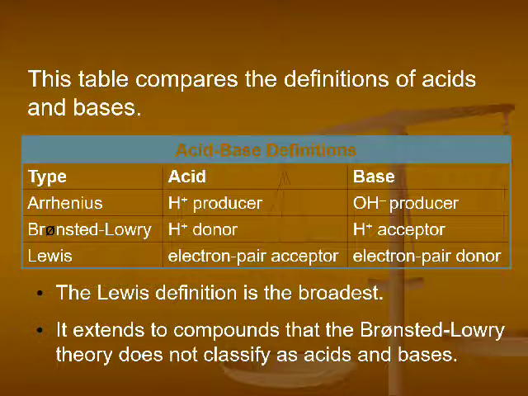This table compares the definitions of acids and bases. The acid-base definitions are categorized into three types. First is the Arrhenius definition, in which the acid is the hydrogen ion producer, while the base is the hydroxide ion producer. In the Bronsted-Lowry definition, the acid is the hydrogen ion donor, while the base is the hydrogen ion acceptor. And lastly, in the Lewis definition, the acid is an electron pair acceptor, while the base is the electron pair donor. The Lewis definition is the broadest. It extends to compounds that the Bronsted-Lowry theory does not classify as acids and bases.